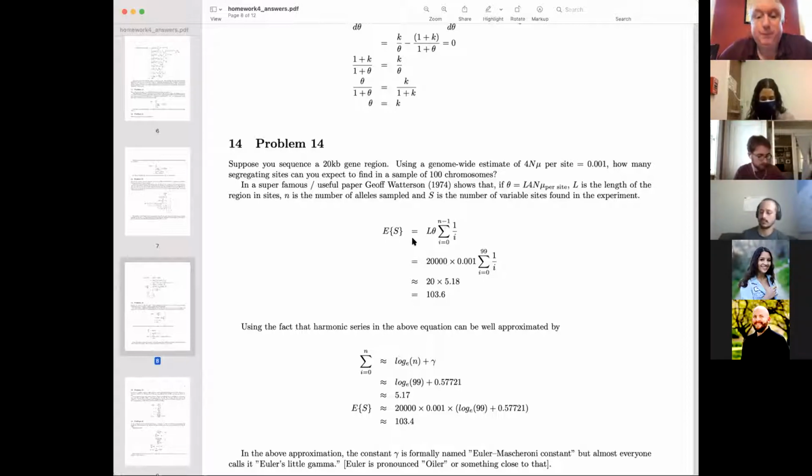We're going to sequence hundreds of people, thousands of people. If I sequence 2 people, the expected number of sites is theta per site times the length. If I sequence 1,000 people, the expected number of sites is the natural log of 1,000 times theta. If it's 1,000,000 alleles, it's the natural log of 1,000,000 times theta. And so the natural log is a number between 2 and 3. It's 2.718, whatever it is.